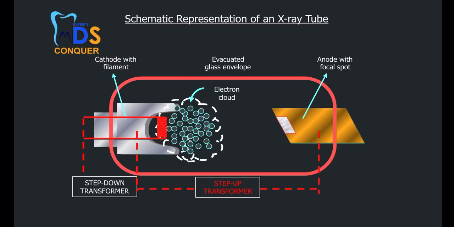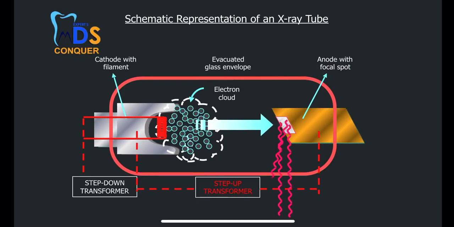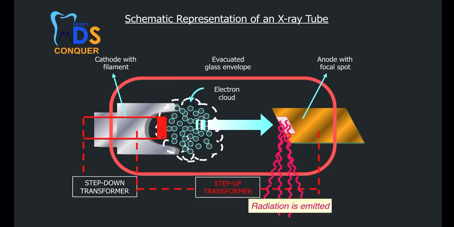The step down transformer has decreased the voltage. Now the step up transformer will increase the voltage so that a good amount of potential difference is maintained between the cathode and anode, so that the electrons will nicely focus towards the focal spot of the anode. As a consequence, you can see the electrons nicely focus towards the focal spot and the radiation is emitted.